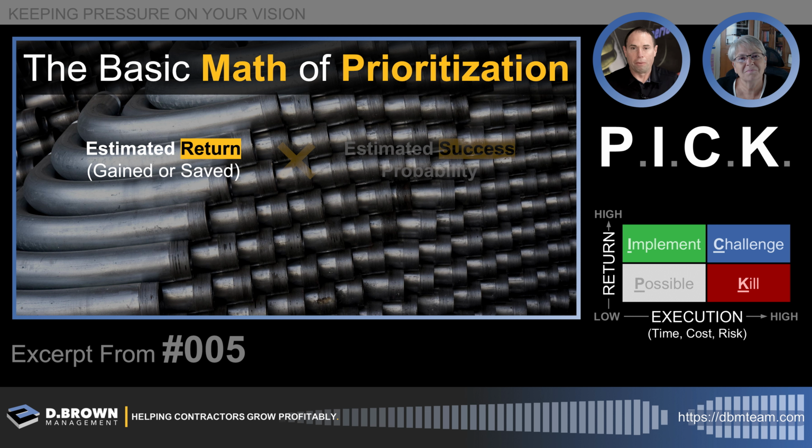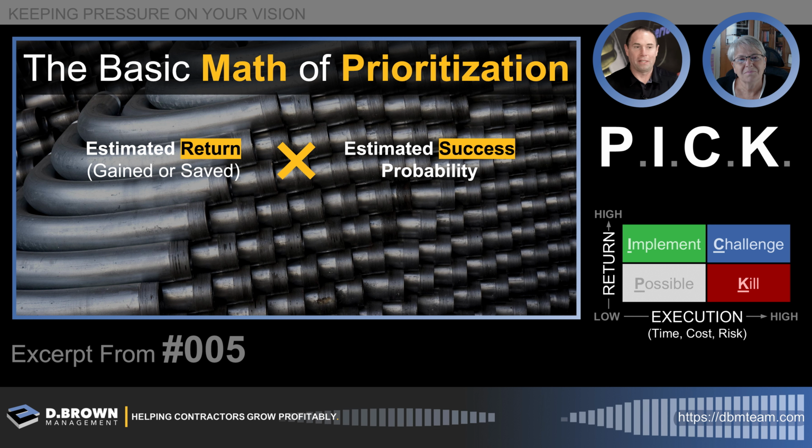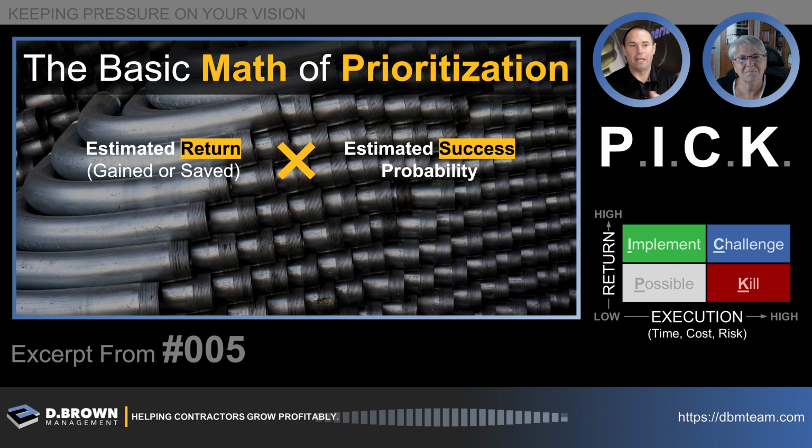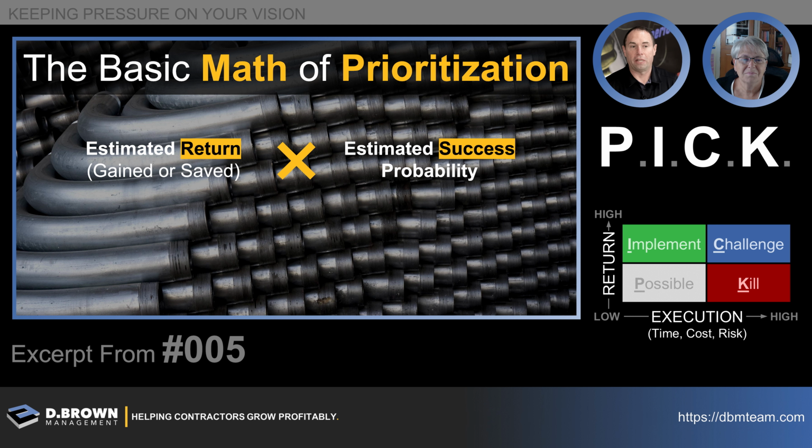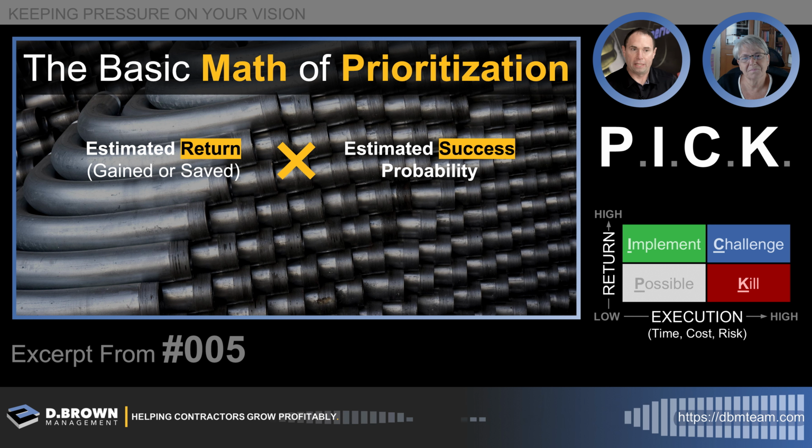You have to multiply that quite simply by the probability of success. Nothing is 100% guaranteed. Obviously, you don't want to do these highly, highly risky things all the time. If it's only got a 10% probability, the math probably won't work. But you want to estimate the success probability as accurately as you can, and to do that pragmatically, not from the direction of trying to sell the idea, right?